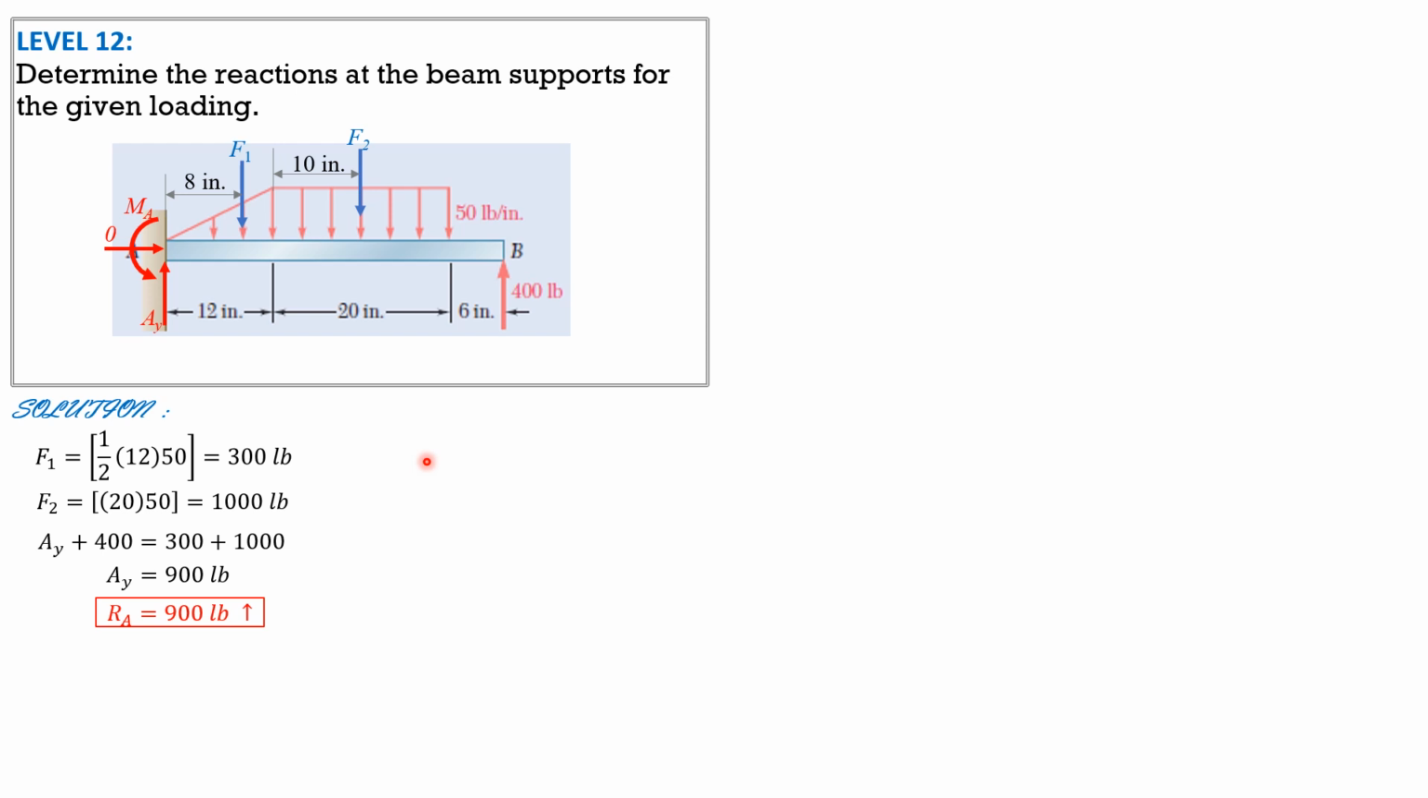For MA, summation moment A is 0, assuming counterclockwise positive, so MA plus 400 times 38 inches, so that's 6 plus 20, 26 plus 12, 38. Then minus F1, 300 times 8, minus F2, 1000 times 10 plus 12 is 22. So 1000 times 22 equals 0. So from there we can solve MA. MA is equal to 9,200 pound-inch counterclockwise. So that's it.